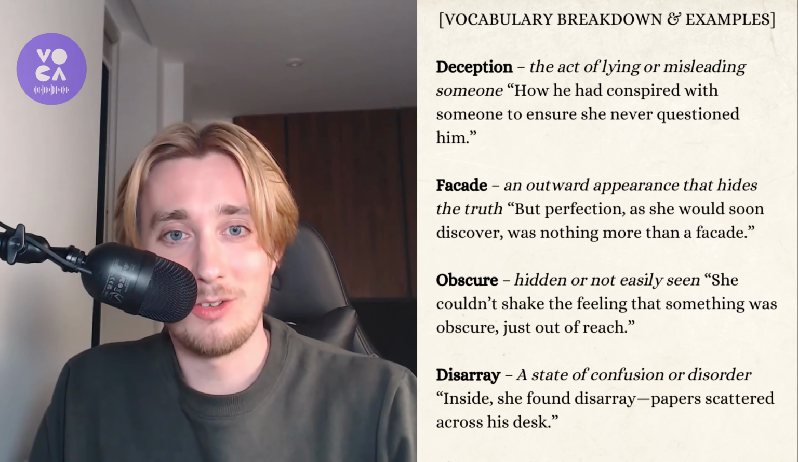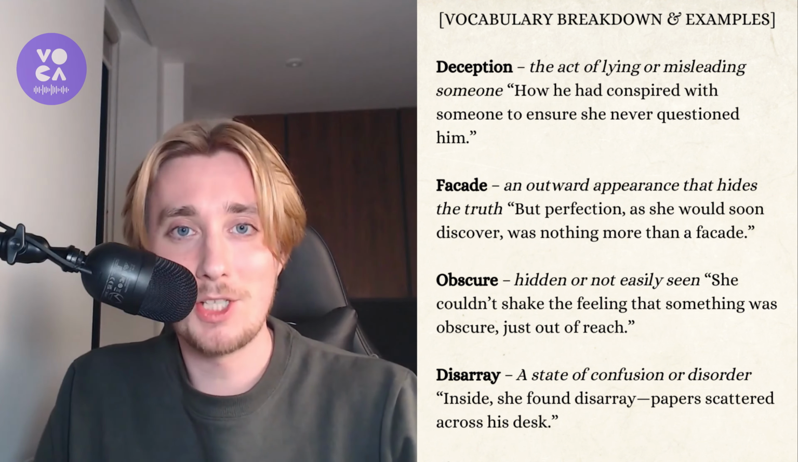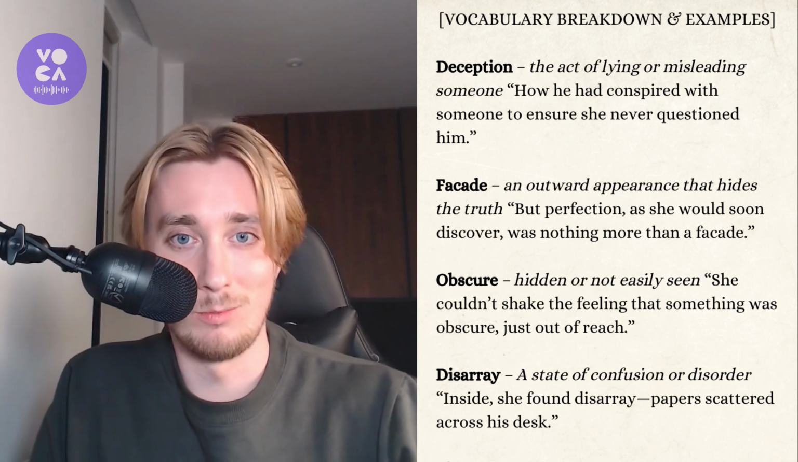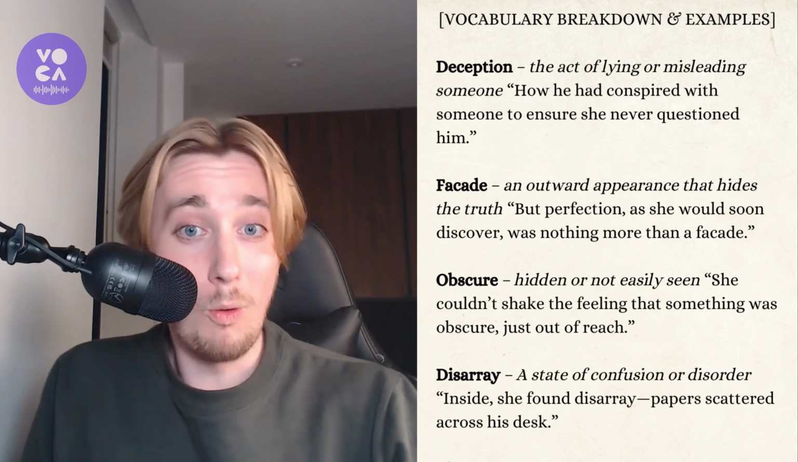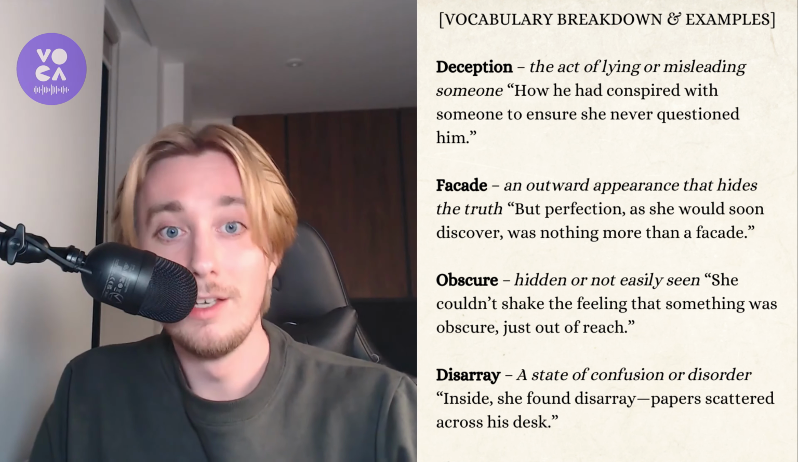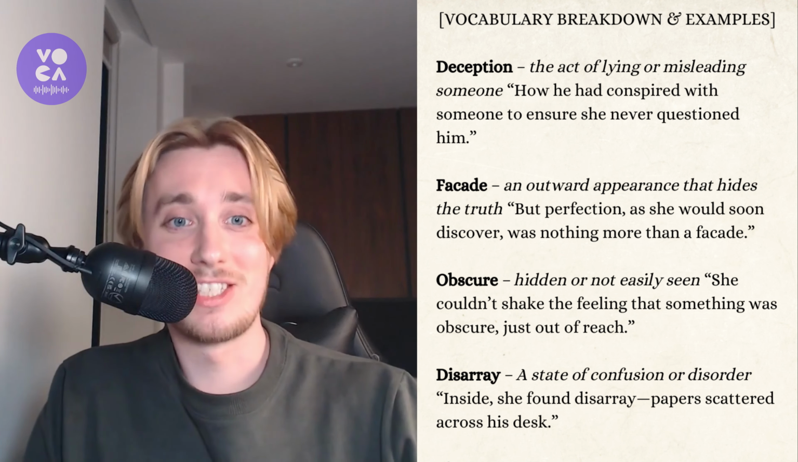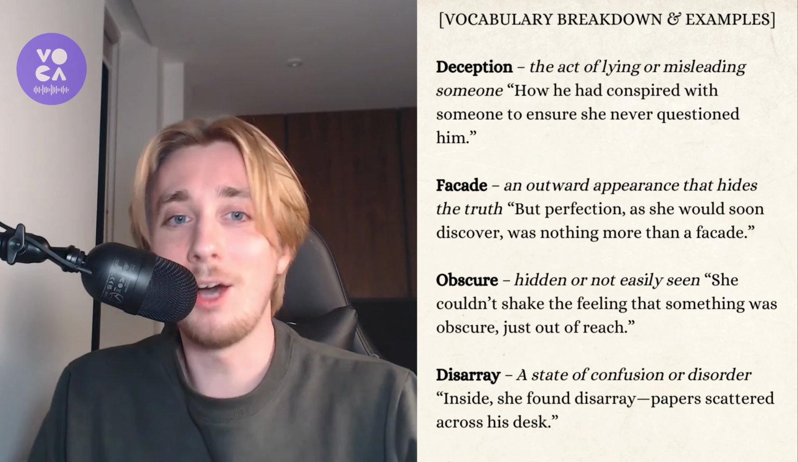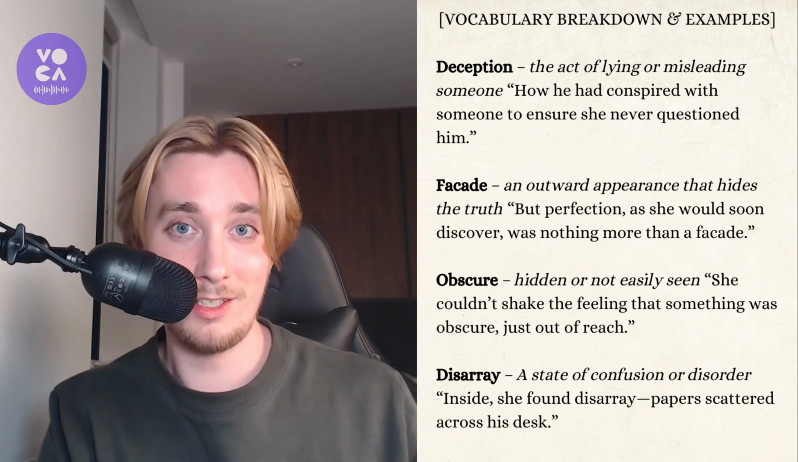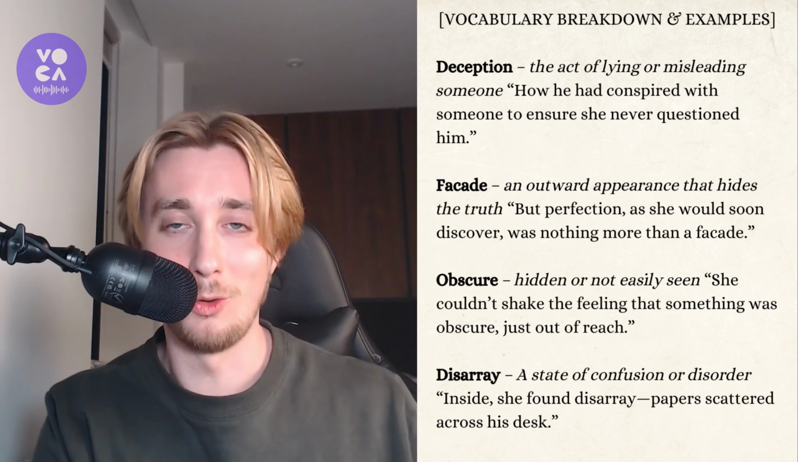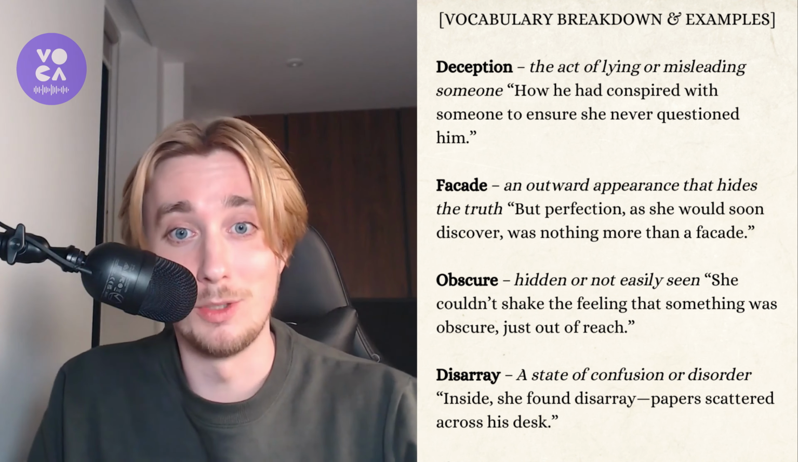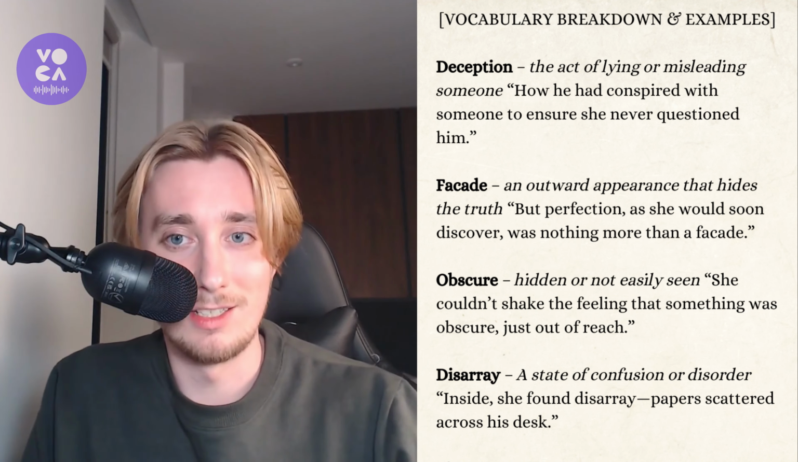So, let's start off with deception. Deception, or to deceive someone, is the act of lying or misleading someone. So remember, the words inside detailed her life with deceptive precision. The next word was facade. Facade. This was an outward appearance that hides the truth. So showing one thing, but being something else on the inside or behind the appearance. But perfection, as she soon would discover, was nothing more than a facade.